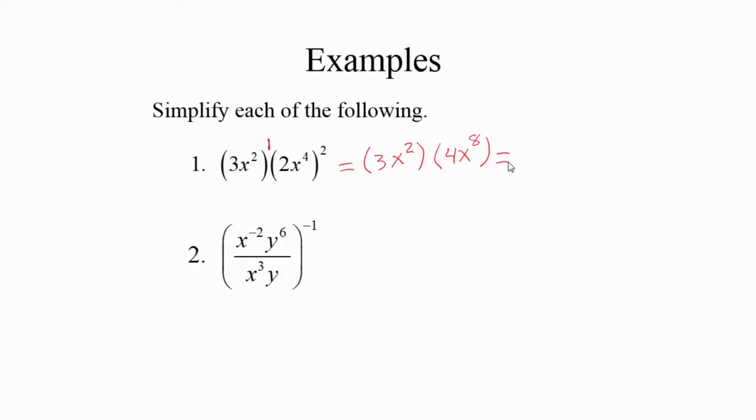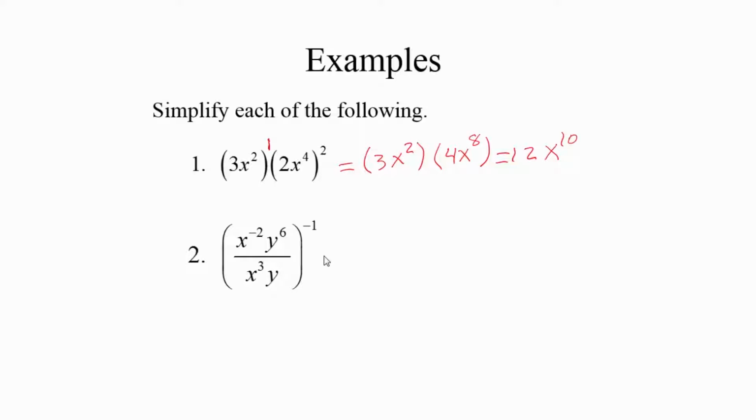Now you can multiply the two parentheses together. 3 times 4 is 12. And h to the second times h to the 8, you write one base and add up the power using the first law you saw on the previous page, which is 10. So 12h to the 10 power.